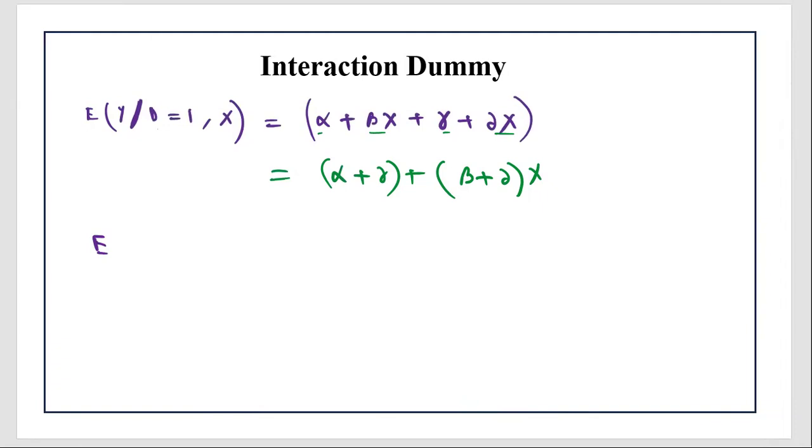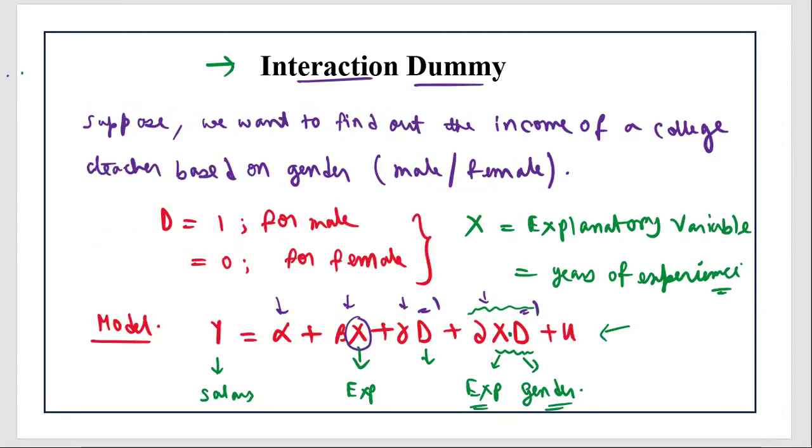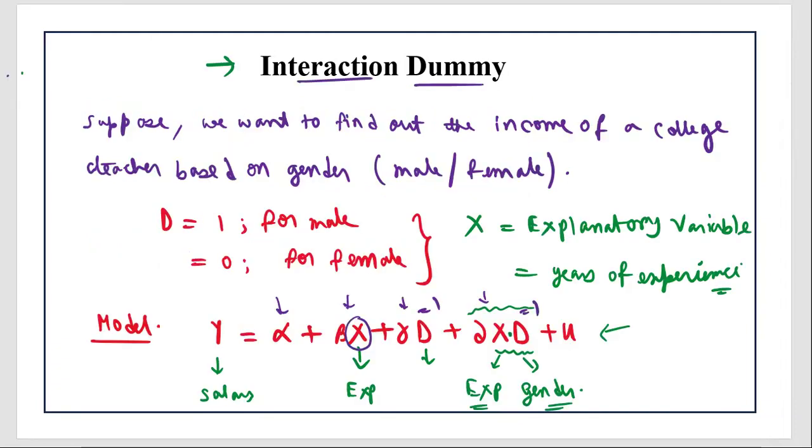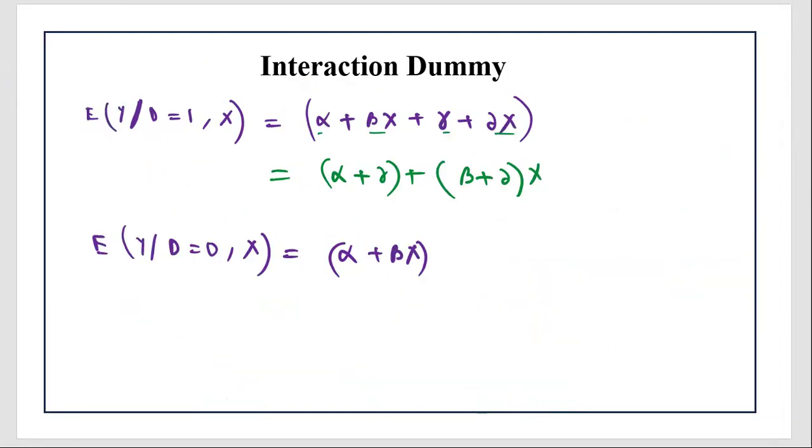Similarly, what will be the expression for y given d equals to 0 and x? So this time we are talking about the female teachers given their experience. Now from this model, if you see, it will only come out to be alpha plus beta x. Can you see this? You have to put d equals to 0 here, so only this term will be remaining, right? I hope this much is clear.